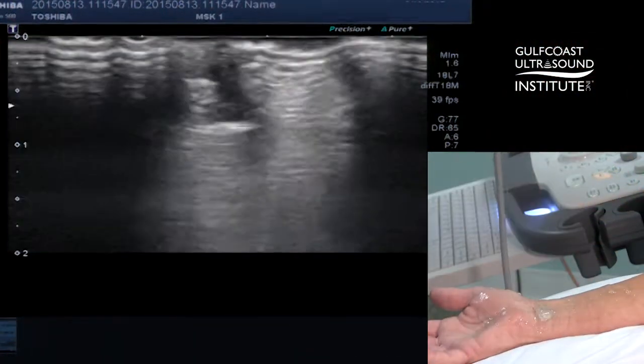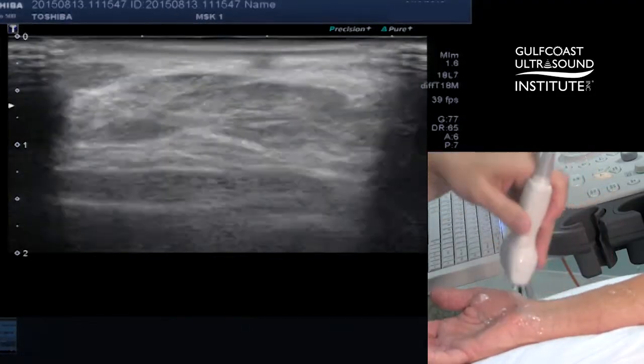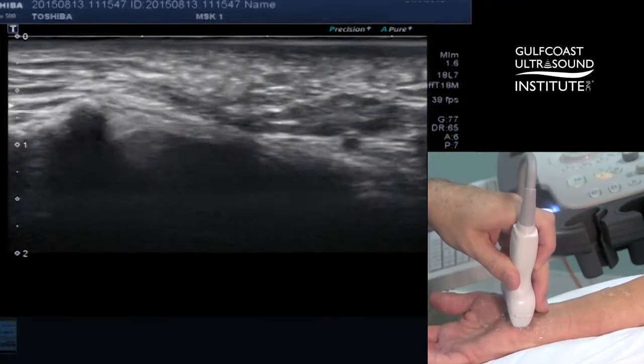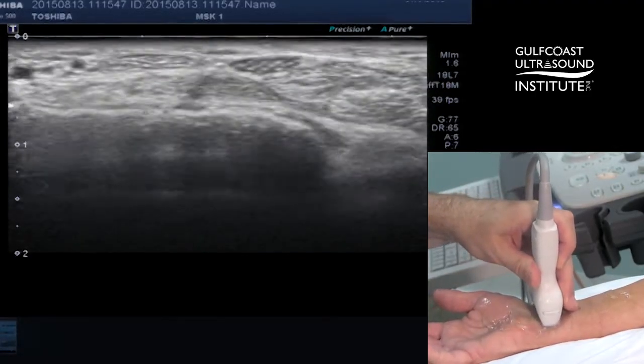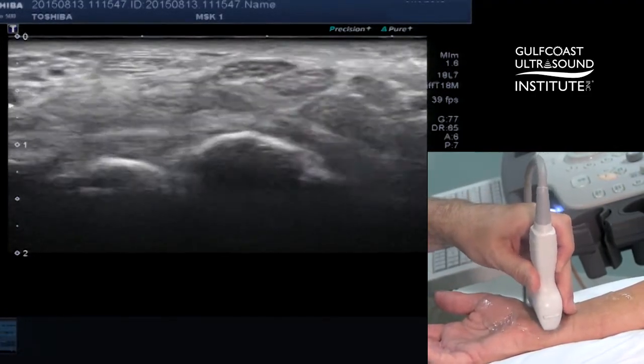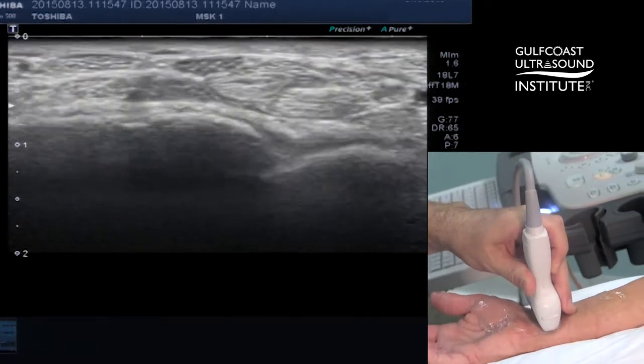We'll actually start with the short axis view. With most things in ultrasound, it's helpful to find the bone acoustic landmarks first, and we identify that. So we're going to look for what's called the carpal tunnel inlet after we've identified the median nerve.